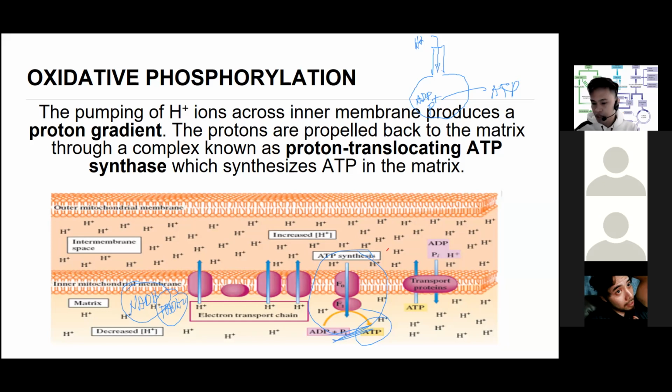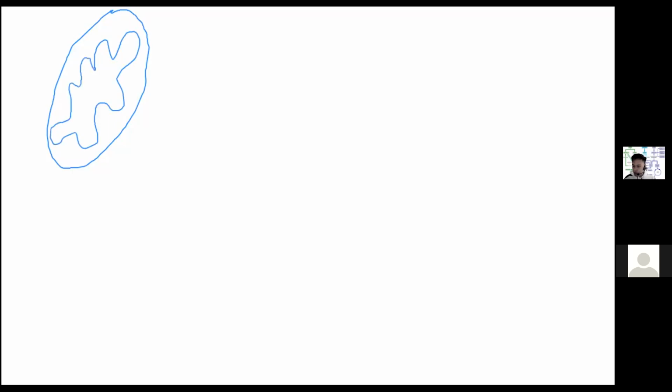So where is this located? Let's draw the mitochondrion so that you can understand. As I told you, you need to memorize the anatomy of the mitochondrion. Where is the electron transport chain located? In which mitochondrial membrane, outer or inner? Inner. So here.